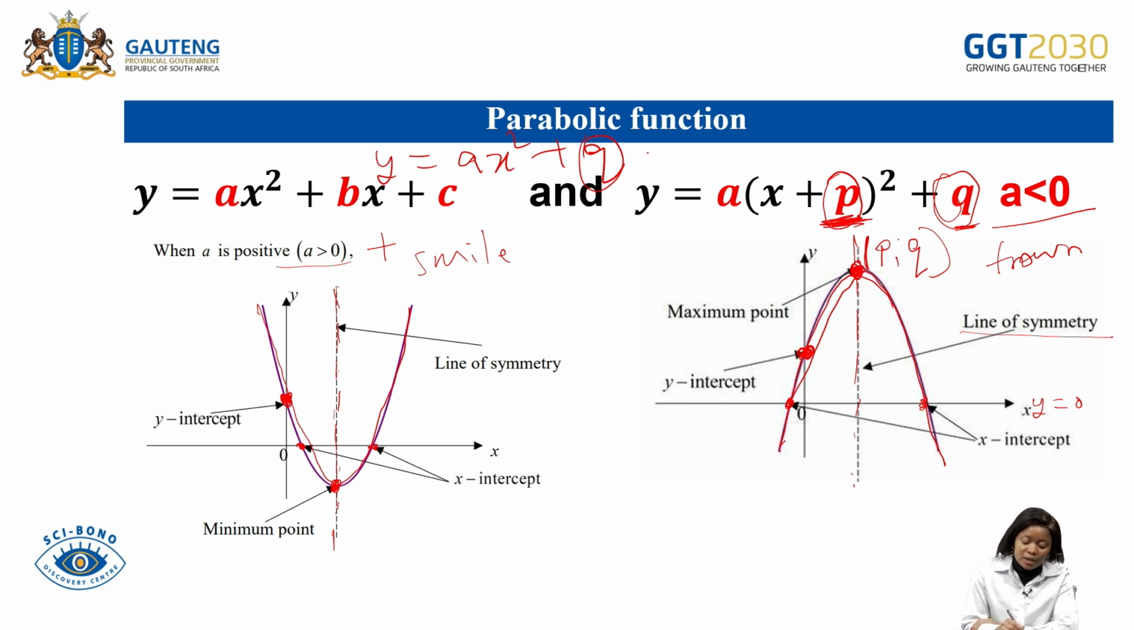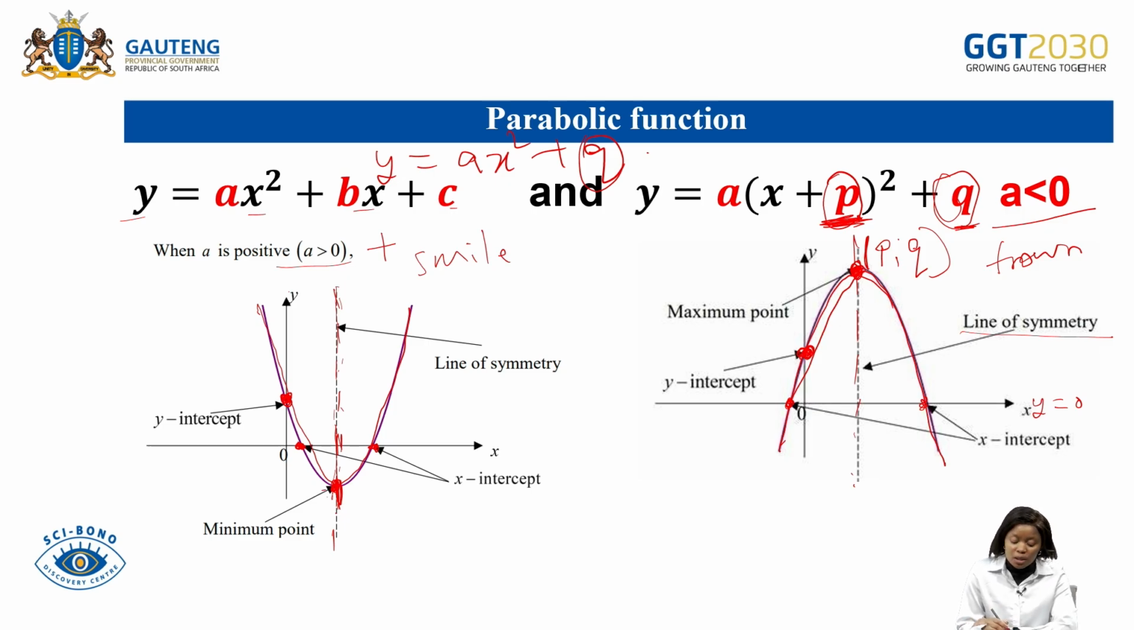If you are given the graph in this form, you can find the two x-intercepts, then add them and divide by 2 so that you find the value of x which is in the middle. It's like finding your midpoint.